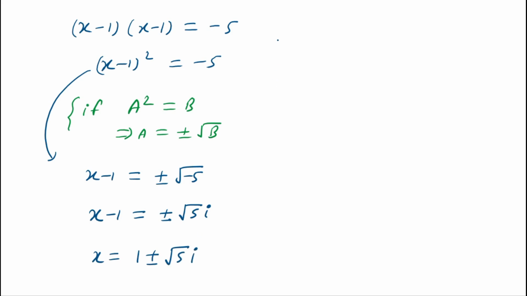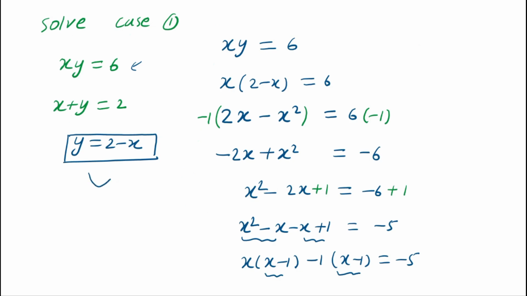We have here two possible values of x. X is equals to 1 plus square root of 5 iota, and second value of x is equals to 1 minus square root of 5 iota. And here value of y is 2 minus x.